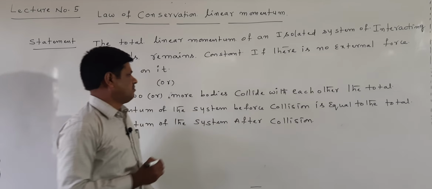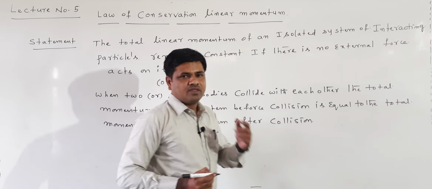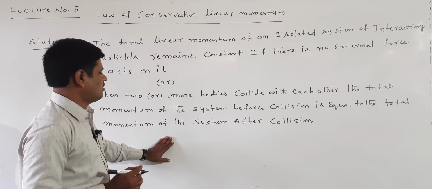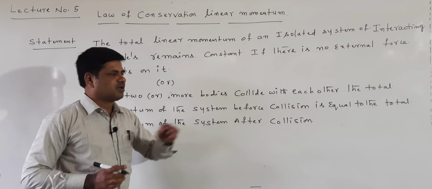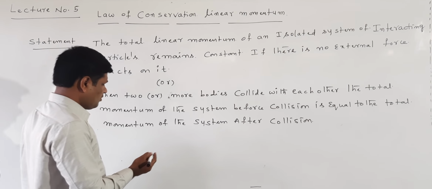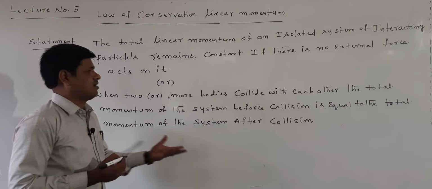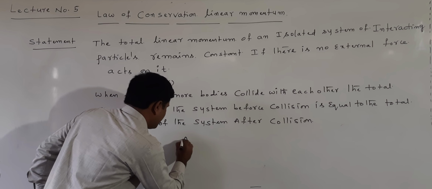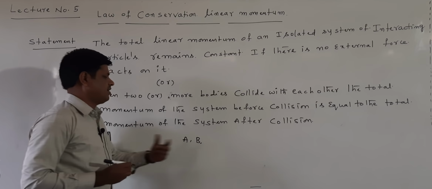This is a statement: when two or more bodies collide with each other, the total momentum of the system before collision is equal to the total momentum of the system after collision. How? Suppose one system contains two particles or two bodies, A and B.